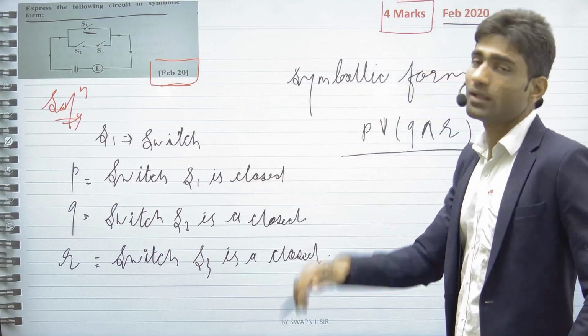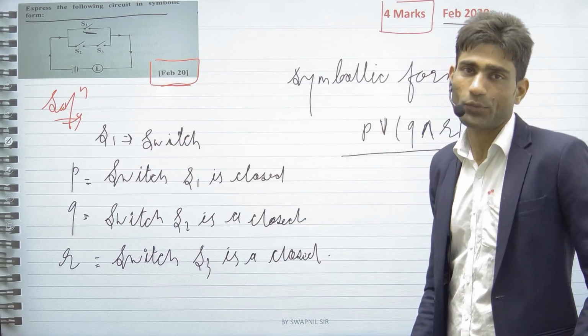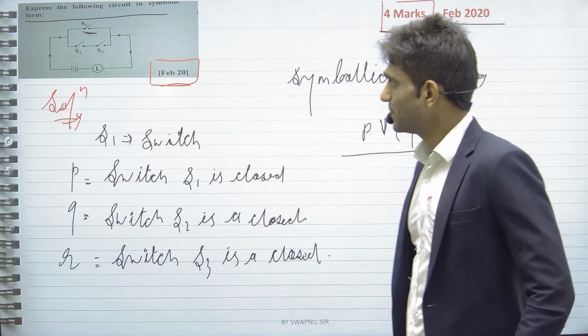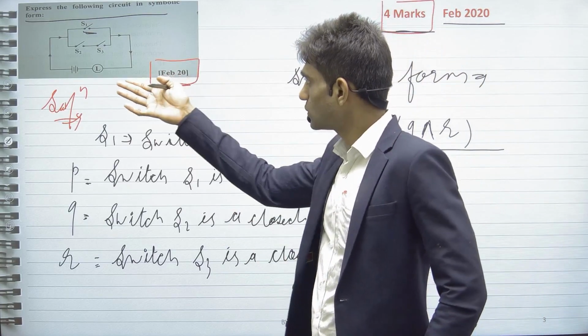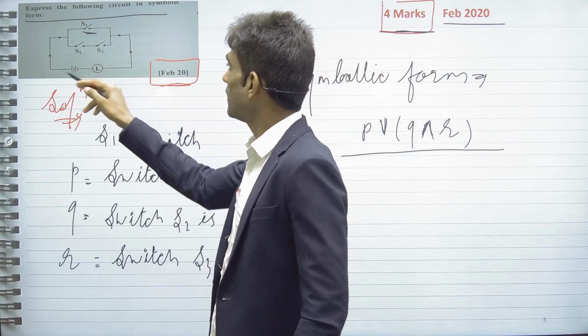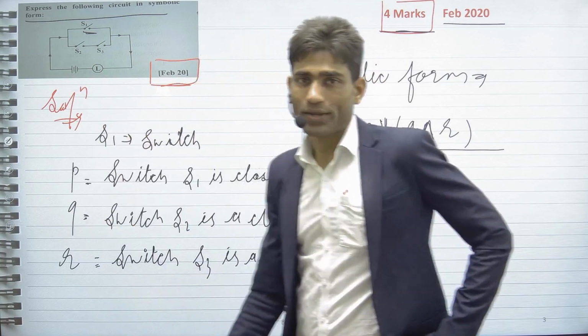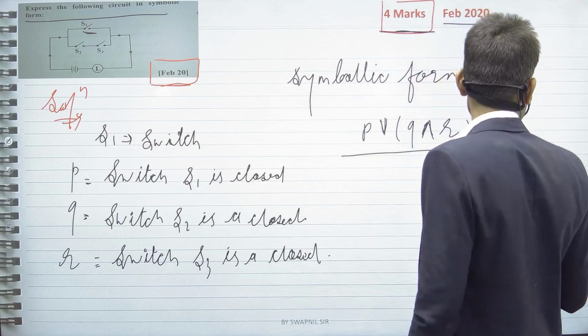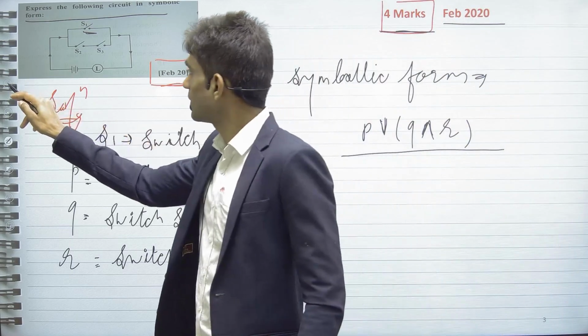All are the latest questions from your board exam, asked for 4 marks. I'm expecting that nothing is difficult here. We just need to understand when current can flow to our lamp. That's it for this example. Let's move to the next example.